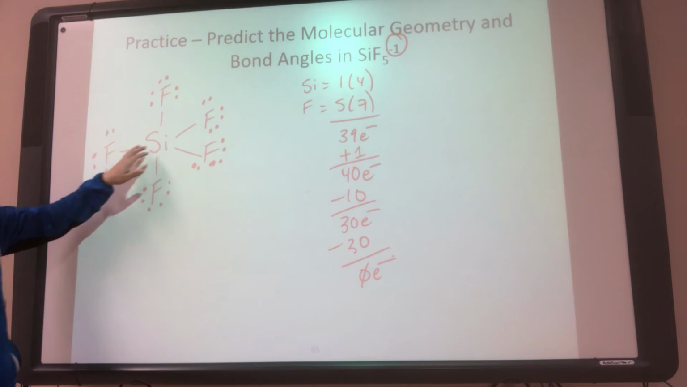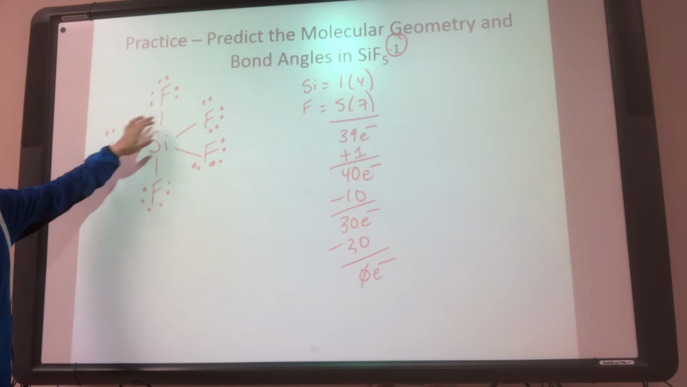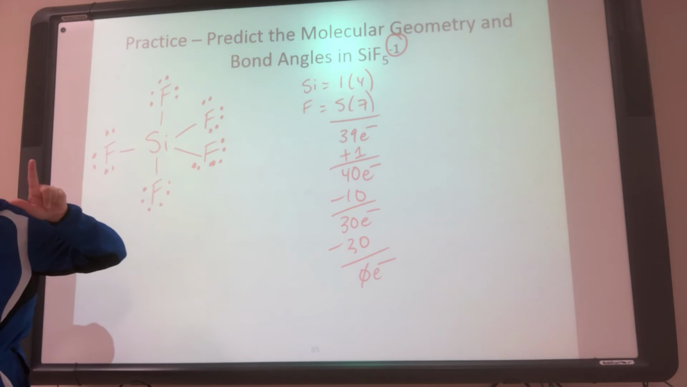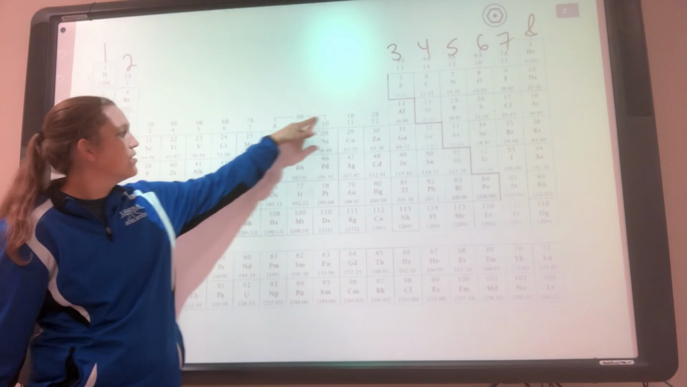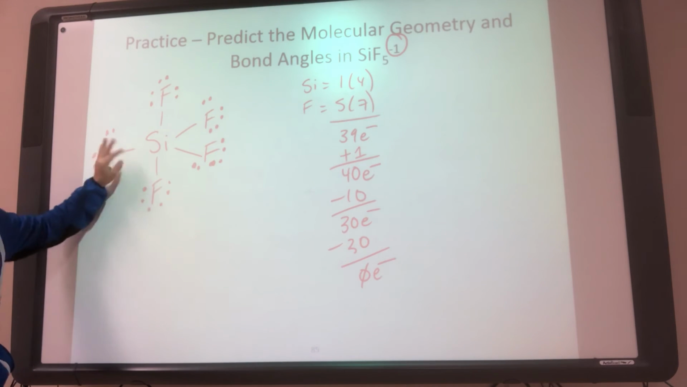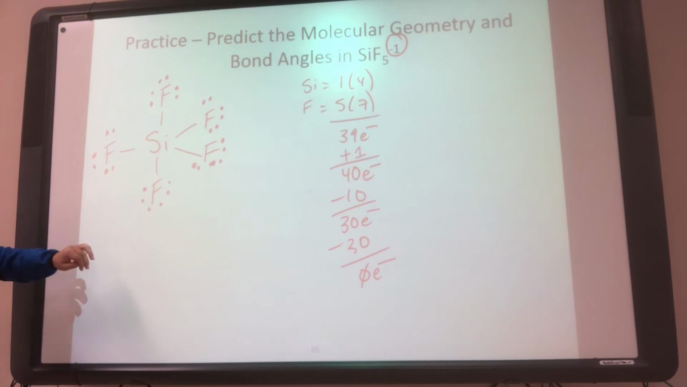Next I say, is the Si happy? He's got 1, 2, 3, 4, 5, 6, 7, 8, 9, 10. So I forced him to expand. Let me make sure I did that right. Can Si expand? Yeah, he's in row 3, and he had to expand because there were 5 fluorines. So I don't even have to worry about checking anything. He's expanded, he's extra happy, so we're good to go, okay?